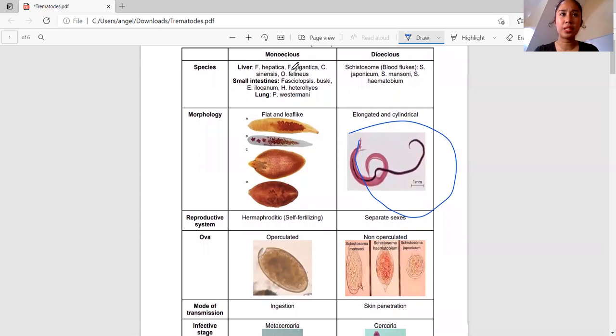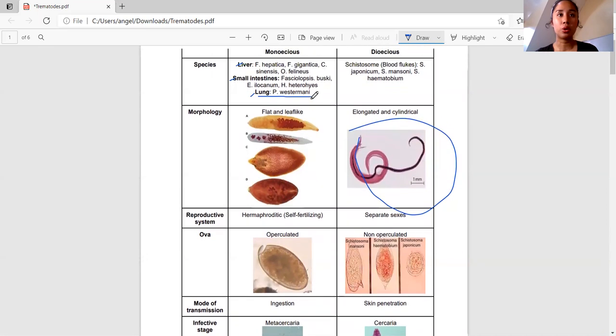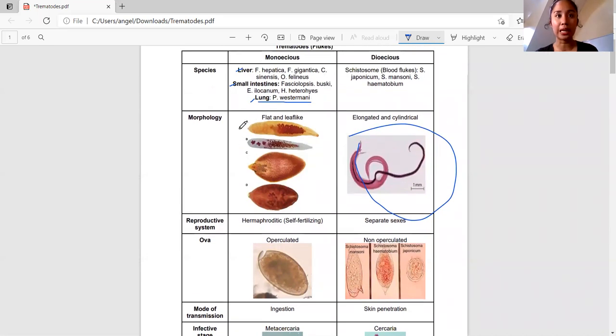Class, what are the differences between the species? We classify them based on their habitat: the liver, the small intestines, and the lungs. For the lungs, we have Paragonimus westermani, and the specimen of choice to acquire it is the sputum specimen. Your monoecious flukes are flat and leaf-like, unlike your dioecious ones, which are elongated and cylindrical.